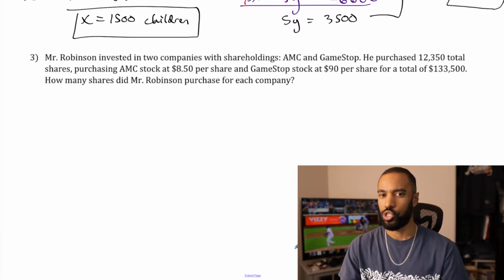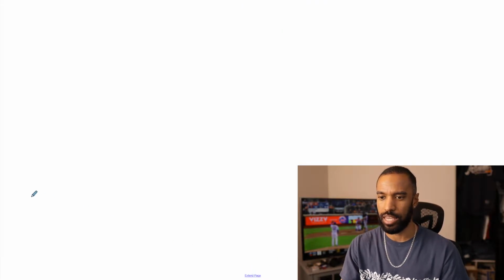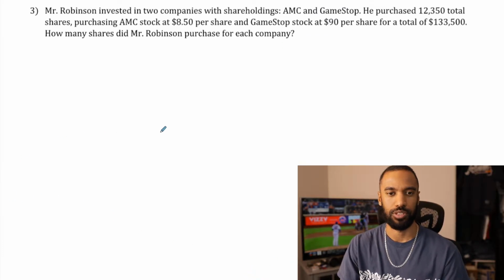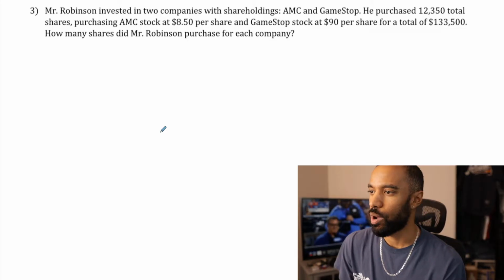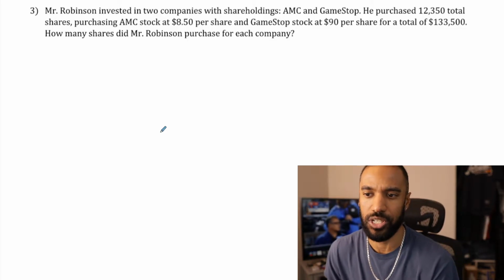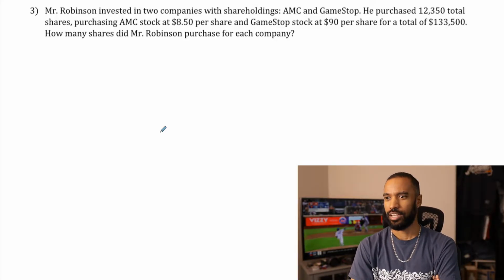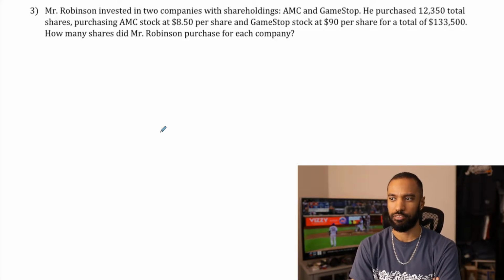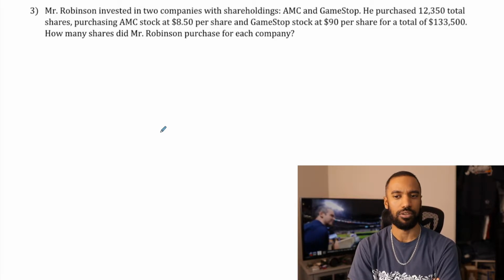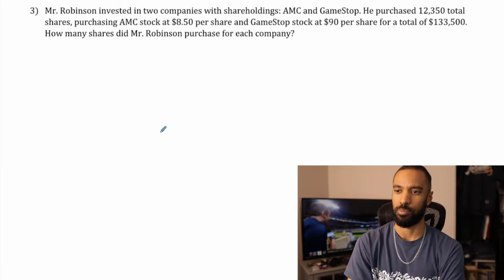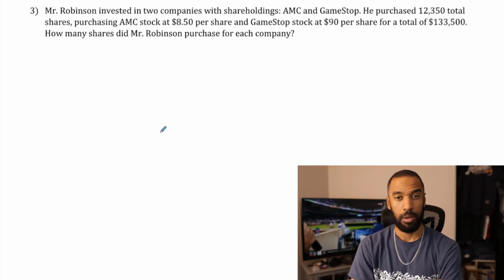Mr. Robinson invested in 2 companies with shareholdings, AMC and GameStop. Did he really? It's up to you to find out. He purchased 12,350 total shares, purchasing AMC stock at $8.50 per share. Oh, this must have been last year. And GameStop stock at $90 per share for a total of $133,500. How many shares did Mr. Robinson purchase for each company?